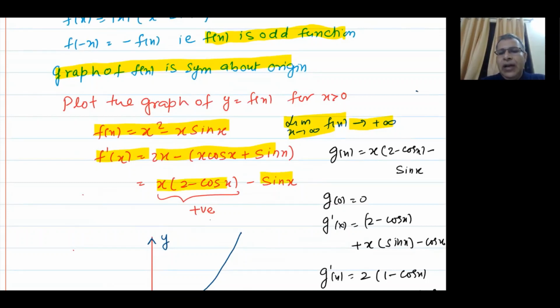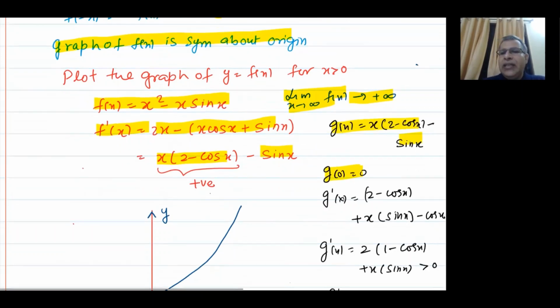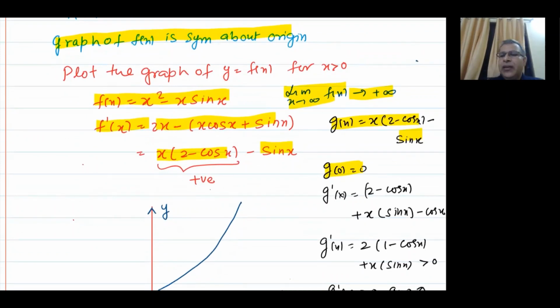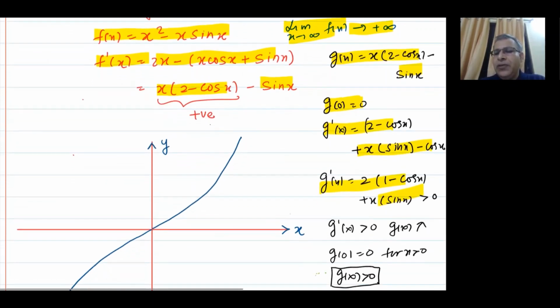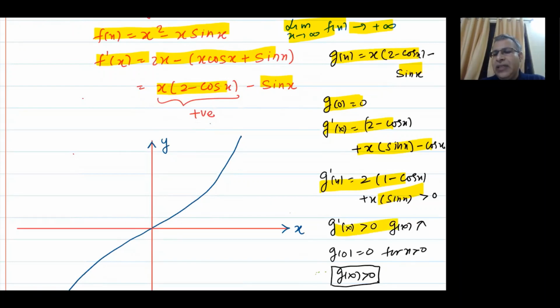So again we have to take a function g(x), given that g(0) = 0, and now we have to check the nature of the function between 0 to pi. If we check the nature of the function between 0 to pi, g'(x) is a positive function, and g(0) = 0, then we say that g(x) is an increasing function, and with the help of monotonicity we can conclude that g(x) is greater than 0.